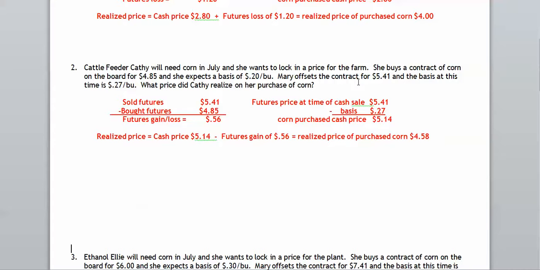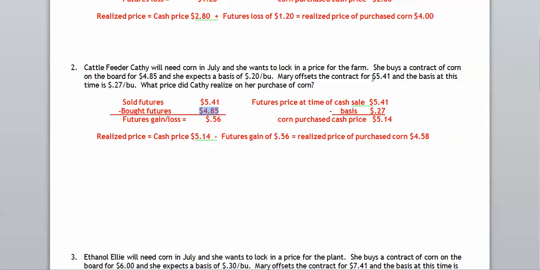Mary offsets the contract later. She initially bought, so now she's going to sell at 5.41. And the basis at this time is 27 cents, not the expected 20 cents. What price did Kathy realize on her purchase of corn? Okay, so she initially bought futures at 4.85.